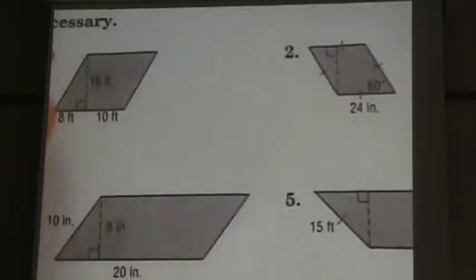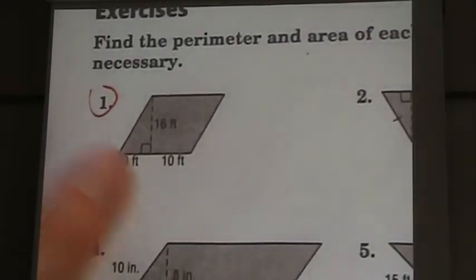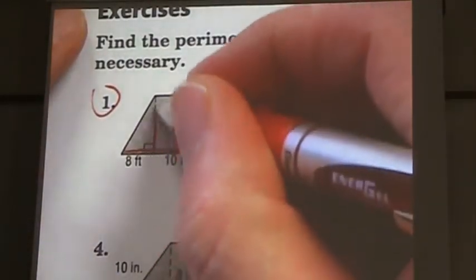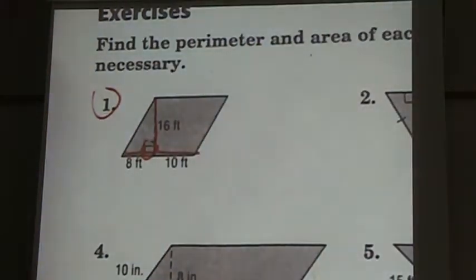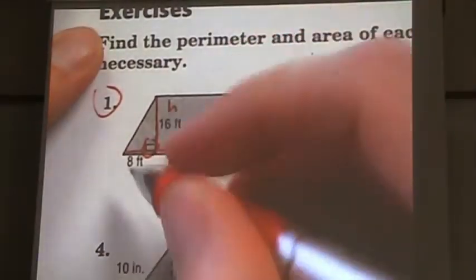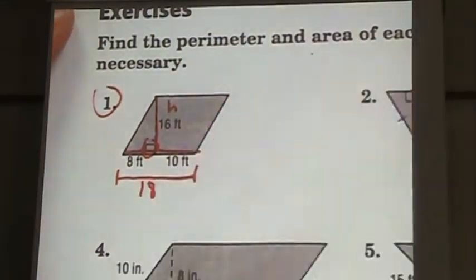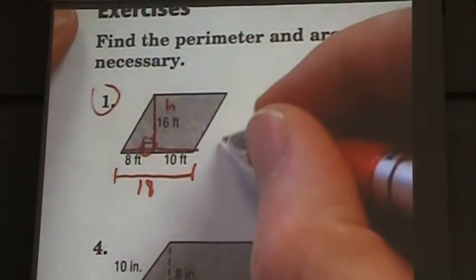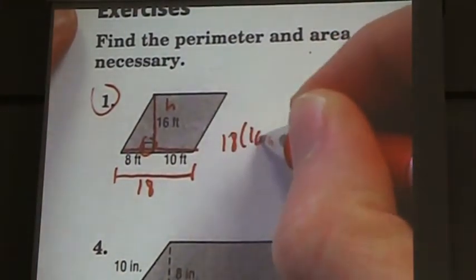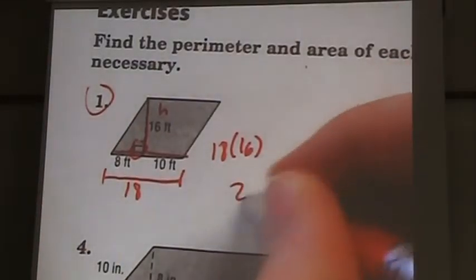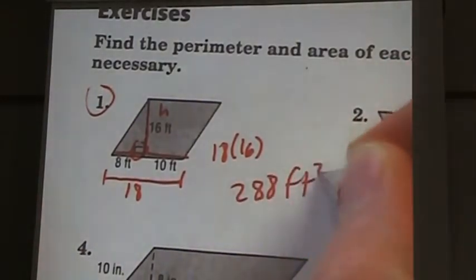Another guy. This guy is a parallelogram. So we've got to do base times height again. You're always going to find the height kind of next to a 90. So we know 16 is our height. The base is going to be those two guys combined, 18. So we can go 18 times 16, and we're going to get 288. Now we have feet squared. Boom.